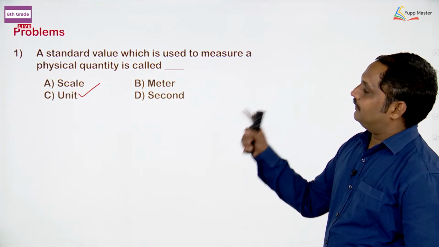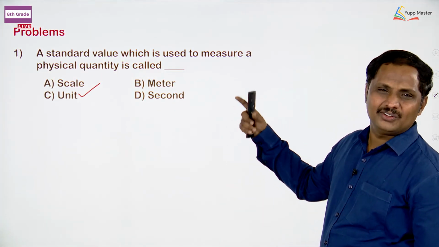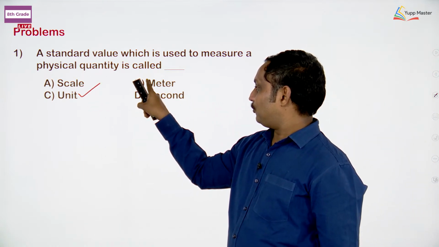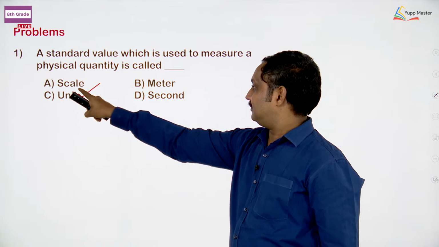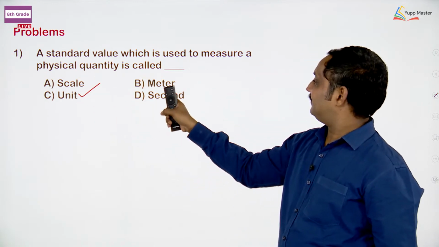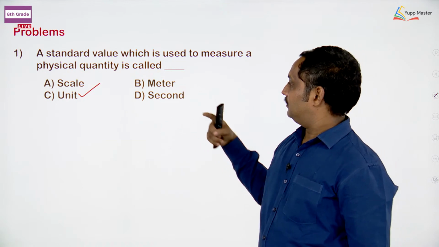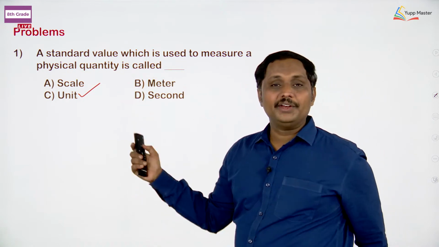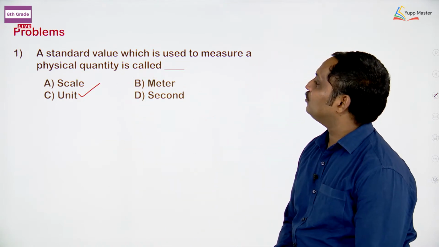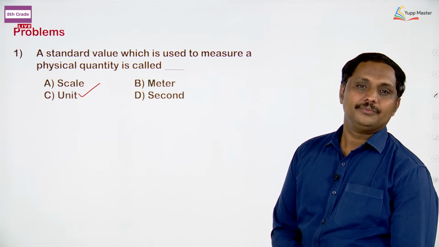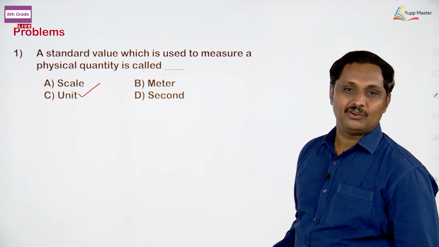Yeah, all that scale, meter and second, all these are instruments. It is also one instrument to measure. Meter, second, these are all the wrong options. You can take that unit because it is going to have some standard value to express that physical quantity.